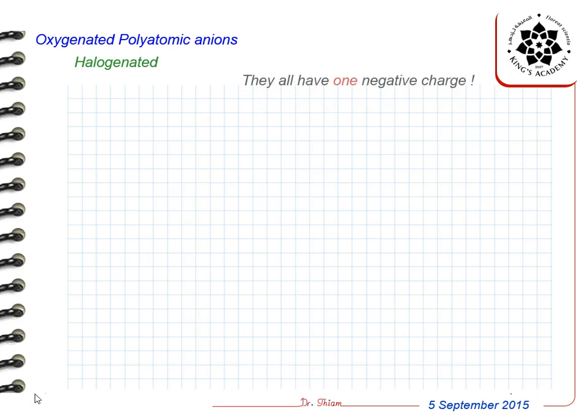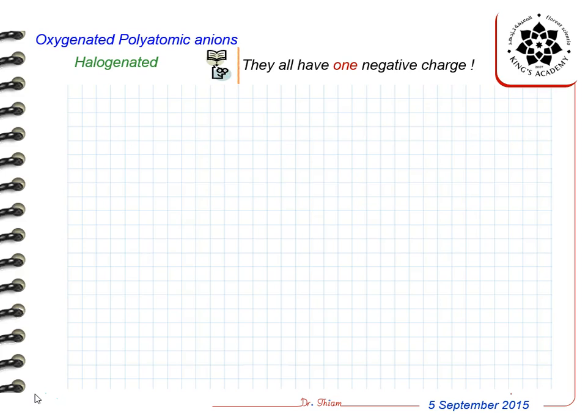Number one, regarding the charges, they all have the same charge, -1, which is a huge help. Remember, polyatomic anions can have charges of -1, -2, -3. Here they all have only -1, so you don't have to worry about the charge. You just have to worry about the names and the formulas. They also come in only 4 categories: the ones with 1 oxygen, 2 oxygens, 3 oxygens, and 4 oxygens. Again, all of them have one negative charge.